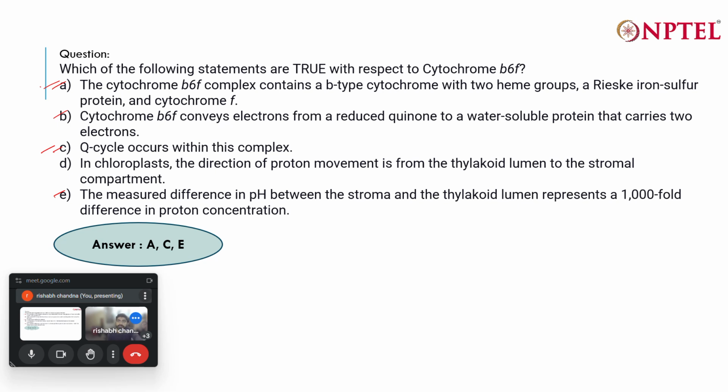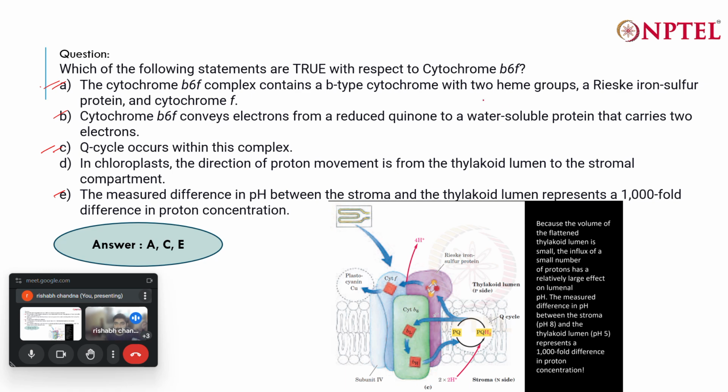So now let's see. The cytochrome B6F complex contains a beta cytochrome with two heme groups, a Rieske iron sulfur protein, and cytochrome F. So in the structure, it's shown: cytochrome F, cytochrome B6, then we have a Rieske iron sulfur protein and two heme groups that are attached, one in the cytochrome B and the other in the cytochrome F. So this is correct.